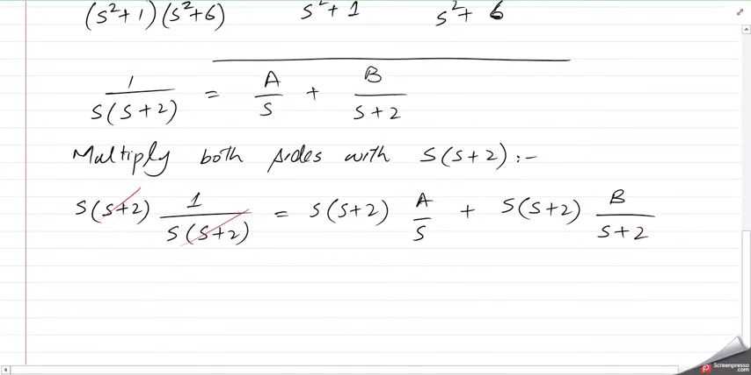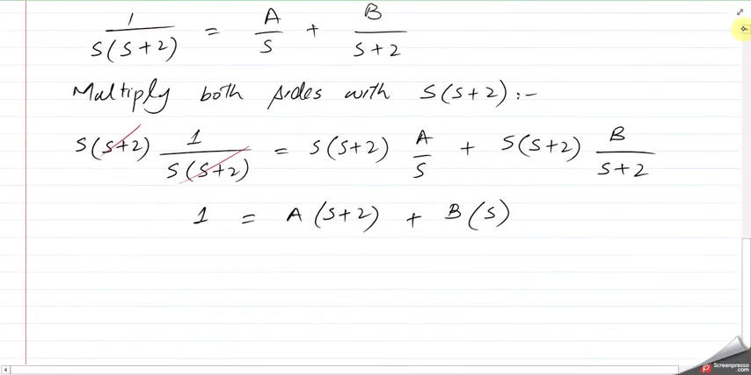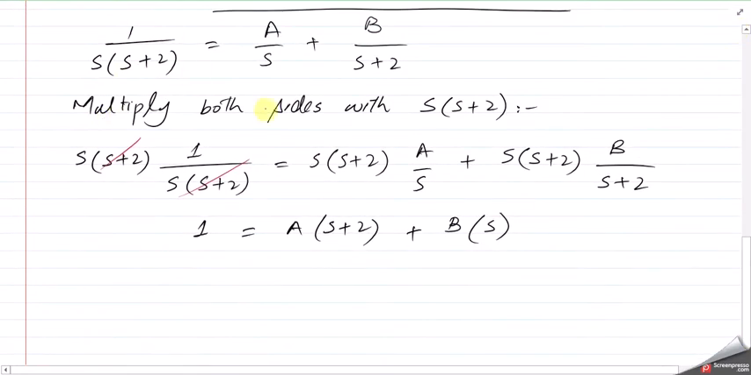This whole thing cancels, and we get only 1 here, and here S is cancelled, and we get A into S plus 2. Here S plus 2 is cancelled, and we get B into S. So as a first step, we multiply on both sides. We multiply this thing here and here and here. Let's use this question mark so that it doesn't confuse you later.